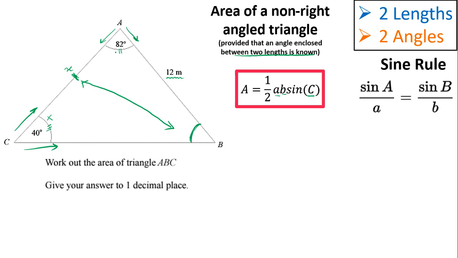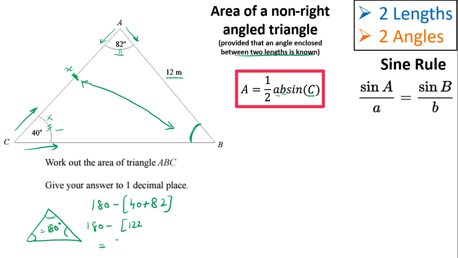Yes. Why? Because I have my 82 and I have my 40, and in a triangle, three angles are always equal to 180 degrees, which means that if I add up this 40 and this 82 and subtract from 180, this is going to give me back my angle B. So let me just do that. I'm going to be doing 180 minus 40 plus 82, and 40 plus 82 gives me 122, and 180 minus 122 gives me 58 degrees, which means this B is 58 degrees.